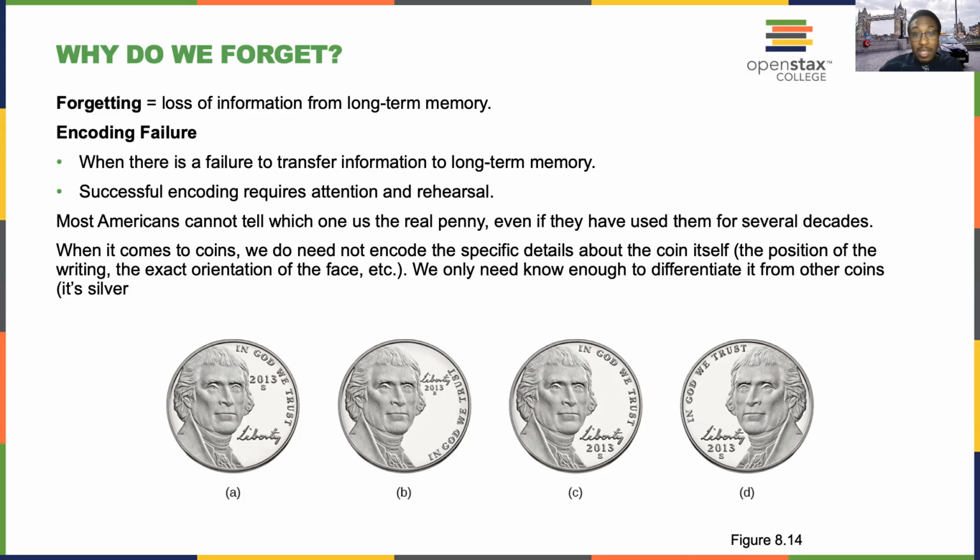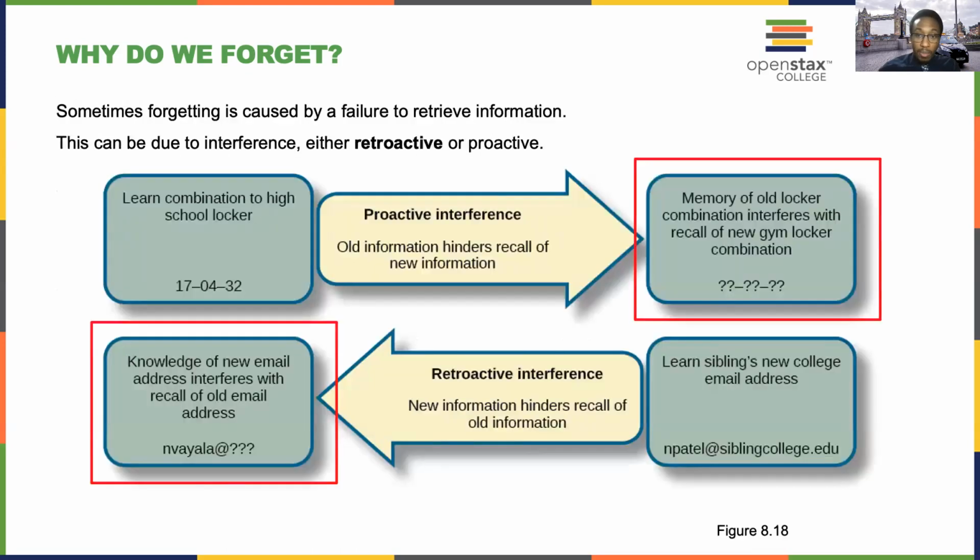And so, because there's no real reason to know the exact layout of the location of all the things on the coin, that information never got stored into memory in the first place. So, despite it being very familiar, there was an encoding failure. That's one of the many reasons why people forget or just lose information or are not able to recall information, is that when that information that they want to remember never goes into memory in the first place.